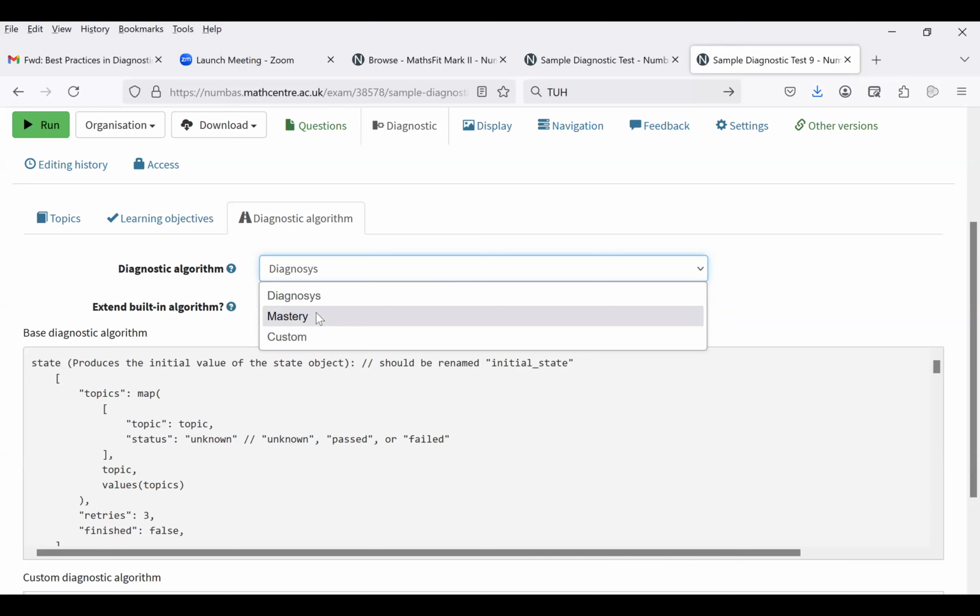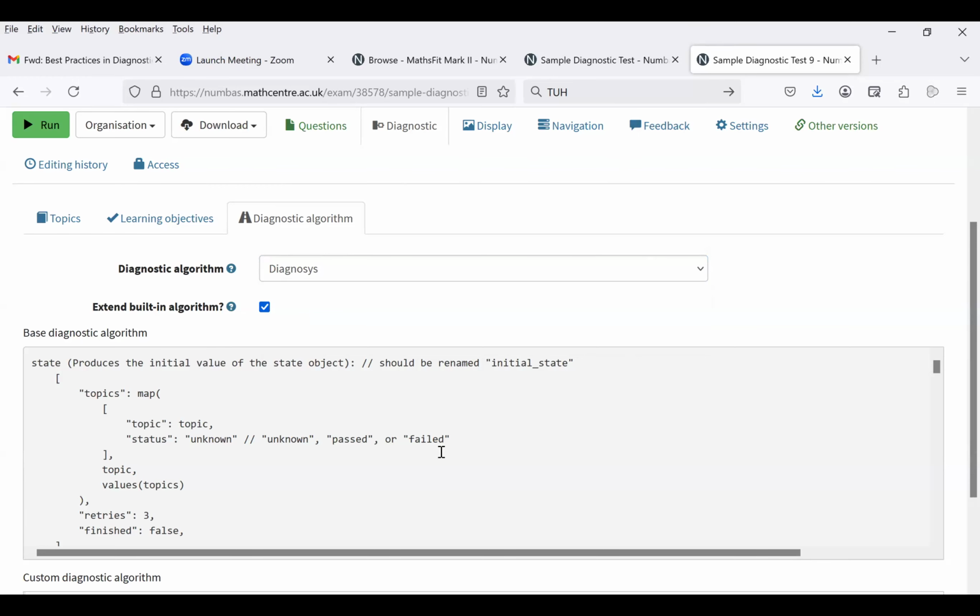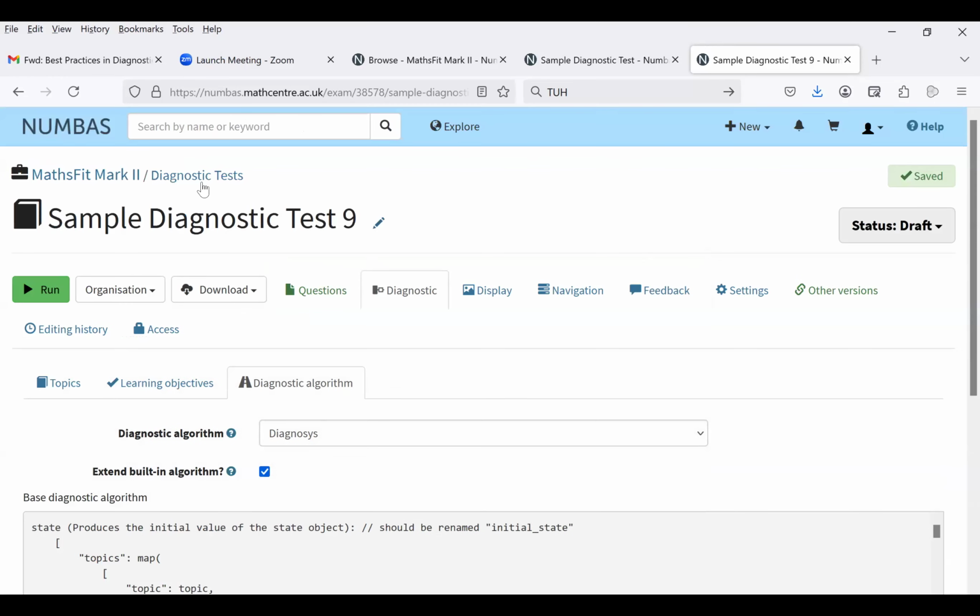But luckily, there is this custom option where you can adapt the algorithm. And actually, Christian Lawson Perfect, who's the head guy that does all this stuff, he actually helped us and changed a little bit of something so that students didn't get stuck. So let's go back to diagnostics.